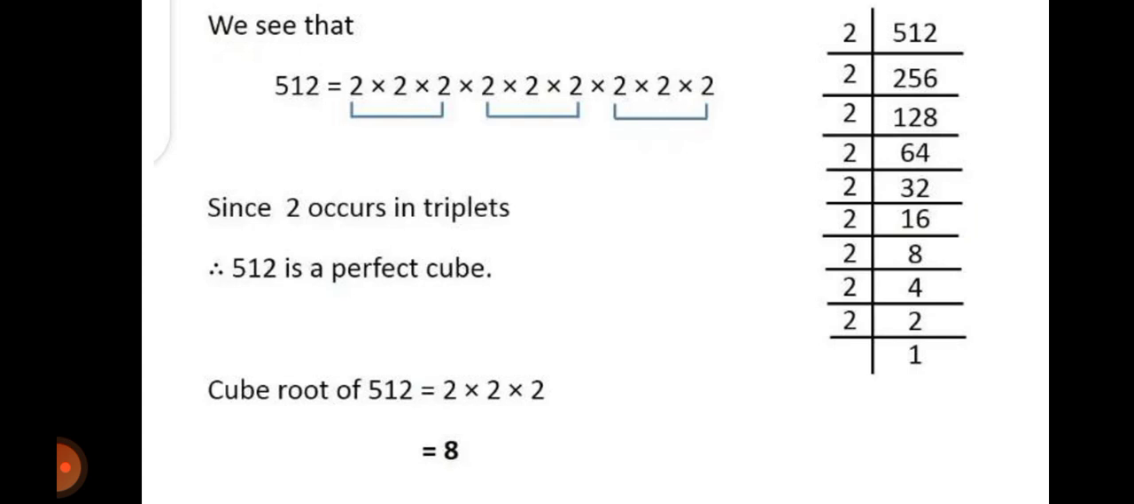Now these 3 2s, the first 2 will multiply the second 2, the second 2 will multiply the third 2, which will give you 8. That means 8 cubed, 8 times 8 times 8, will give us 512. So 8 is the root of 512, because it's 8 that multiplied itself twice to give you 512. So the cube root of 512 is 8.